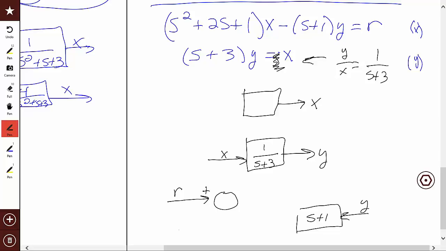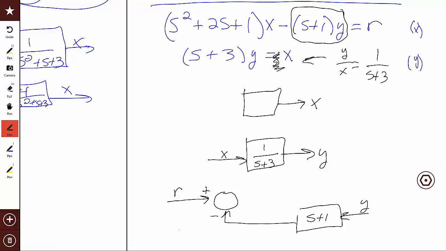And what do I have coming out? S plus 1 times Y, right? I have that term coming out. See that? So what am I going to do with that guy? What do you think? What comes out of that? Wouldn't it be added if you... Oh, crap. You're right. Who said negative? You flunked.